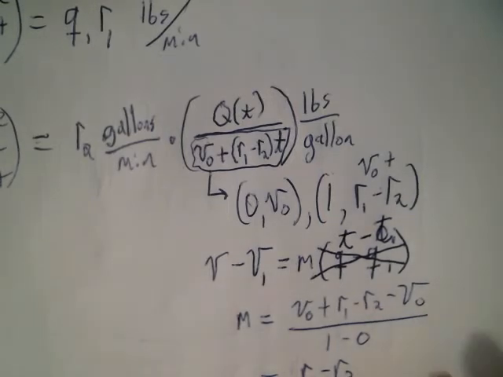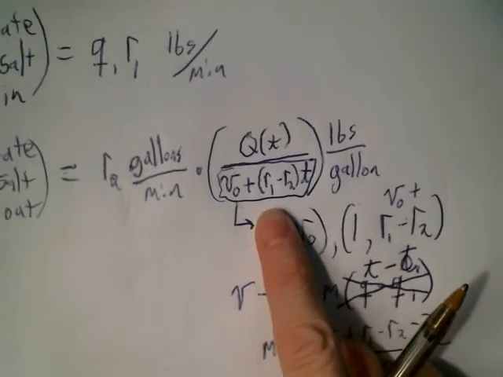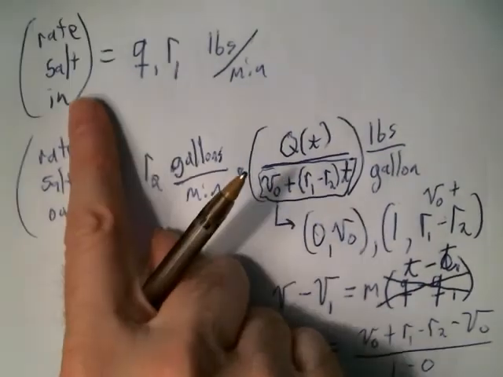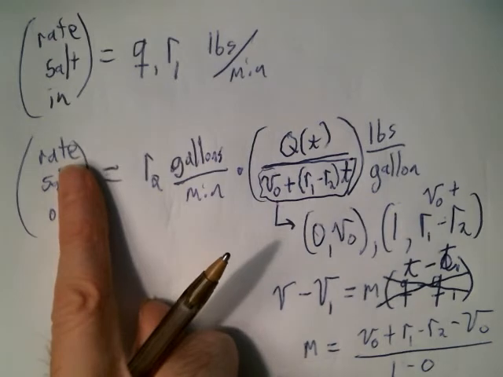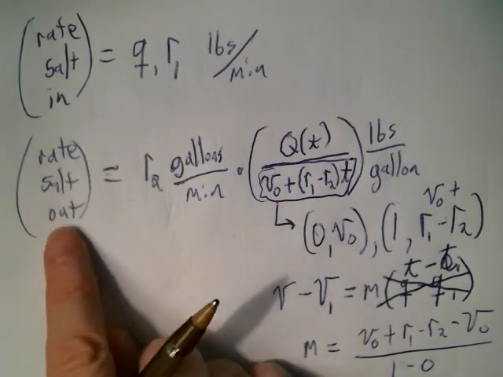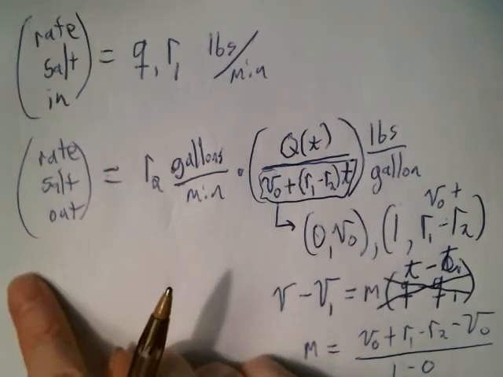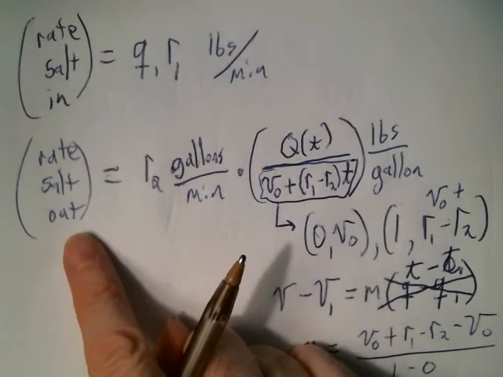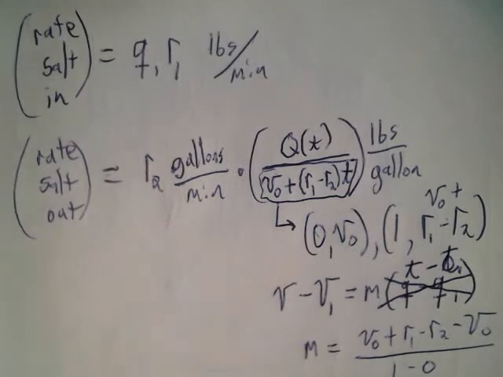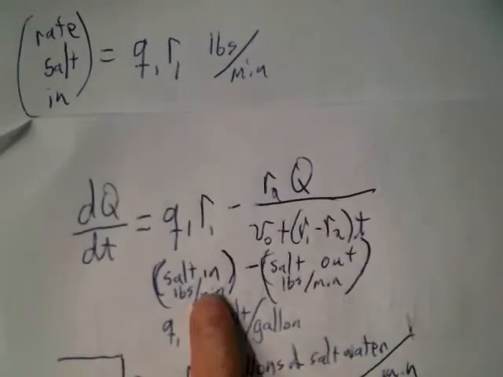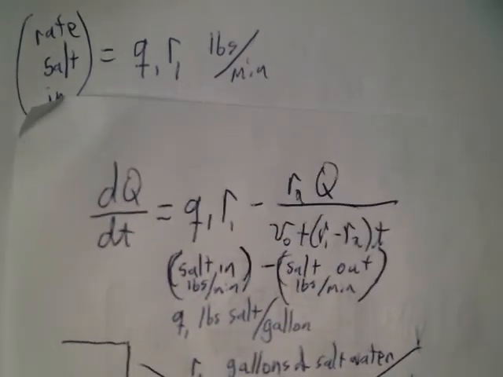Okay. So anyways, once you get this material, you got it. The change in rate of the salt in the tank is just the difference between the amount of salt coming in and the amount of salt going out. So it's this minus this, which is the original formula from back here.